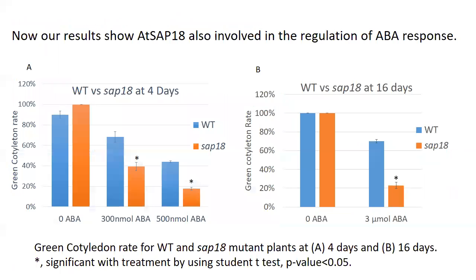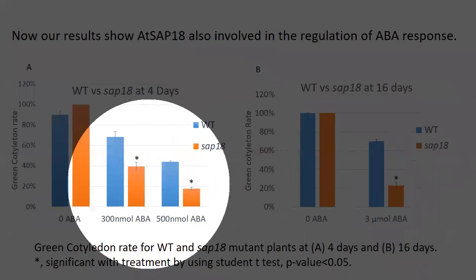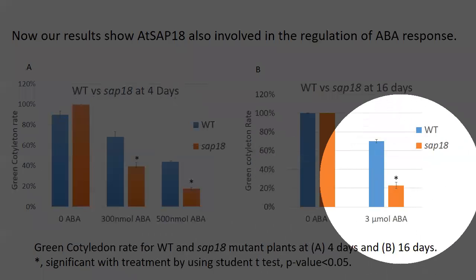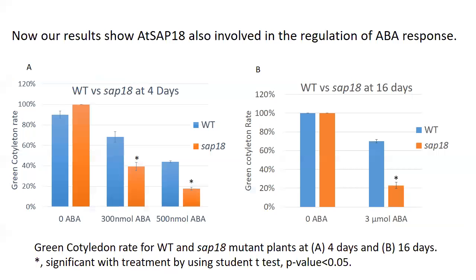So again, I used ABA, and I treated the CEP18 mutant and wild type with ABA. The left figure shows 300 and 500 nanomolar ABA, and the right figure shows another concentration, 3 micromolar ABA. In all the results, we could clearly see the wild type is significantly different from the CEP18 mutant. So this result suggests that CEP18 is also involved in the regulation of the ABA response.